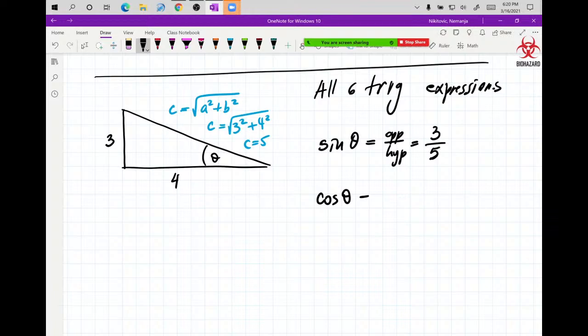Cosine theta is adjacent over hypotenuse, and that's going to be 4 over 5. Tangent theta is opposite over adjacent, and that's going to be 3 over 4.